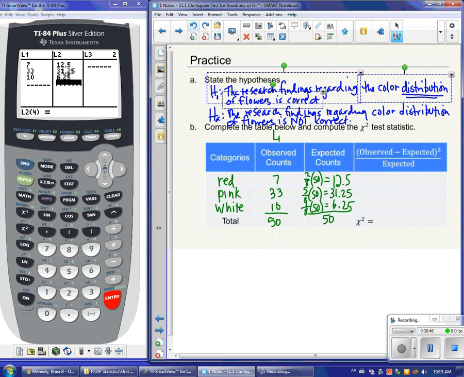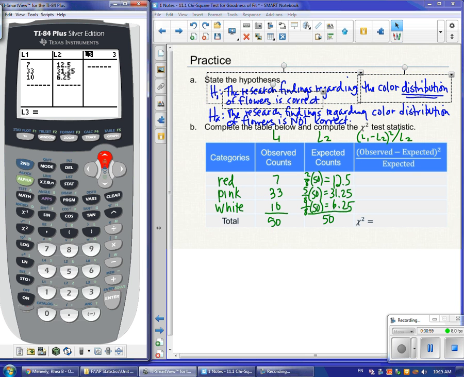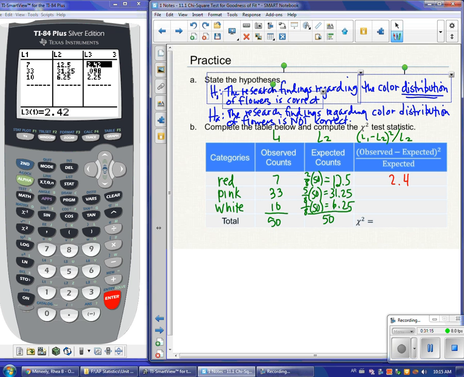The next step is to compute chi-squared. And again, we do this by taking L1 minus L2 and squaring it and dividing by L2. So it's always the observed minus the expected squared divided by the expected. So I'm going to do this in my list. L1 minus L2, close the parentheses and square it, and then divide by L2. Okay, and this is a nice small data set, so there's not a ton to write here.